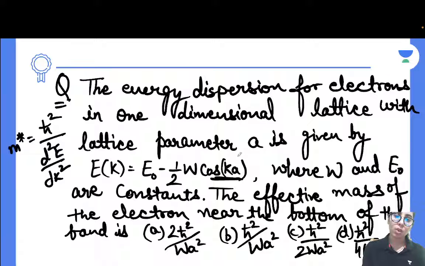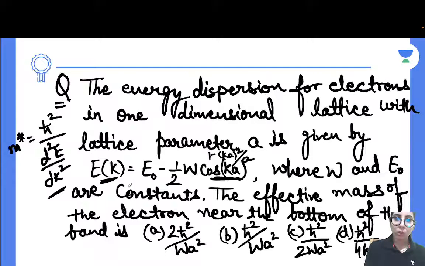When it is tending to 0, cos ka can be approximated as 1 minus k squared a squared over 2. So once you write that part, if you differentiate the given energy with respect to k twice, you will have just the 2k initially, then 2a squared. So that 2 will get cancelled out, W a squared you will have at this place. So h squared over W a squared, which is option, which one?